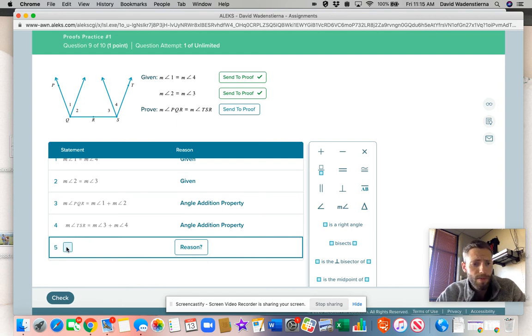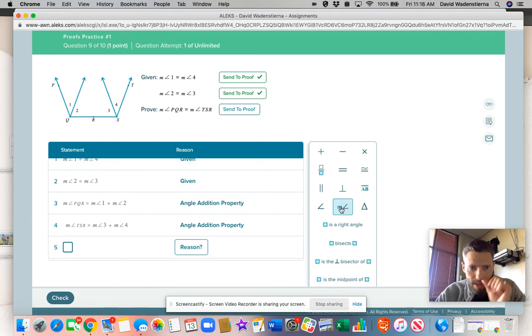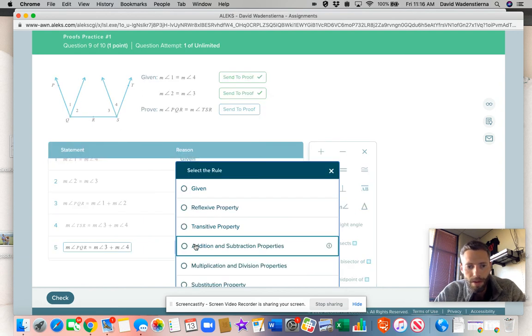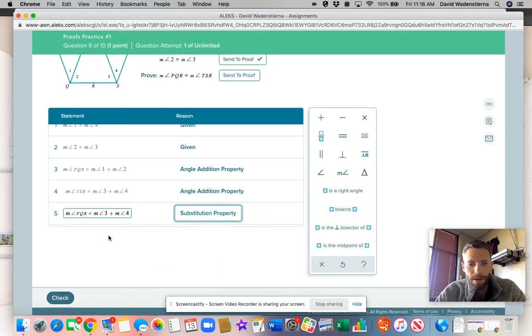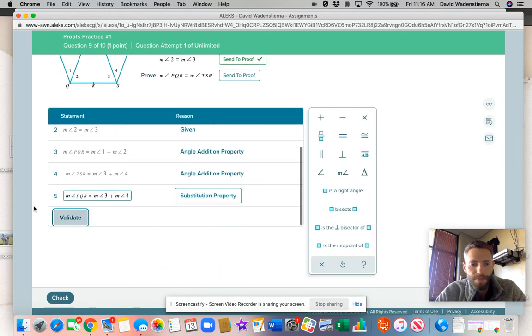Now, could I just redefine the measure of TSR instead and do the same thing that way? Sure. No matter how you want to do it, you have to redefine one of these angles. So I'm going to go ahead and redefine PQR as the measure of 3 plus the measure of 4, which it is after you do the substitution. So substitution, there it is, validate.